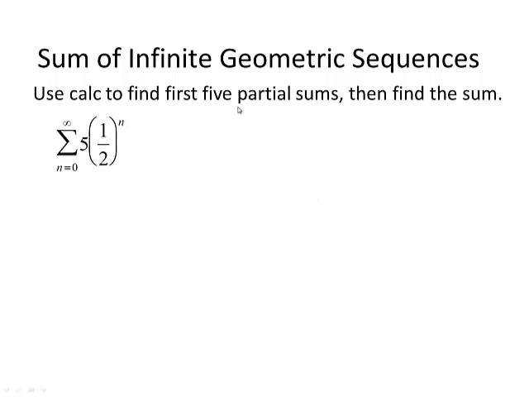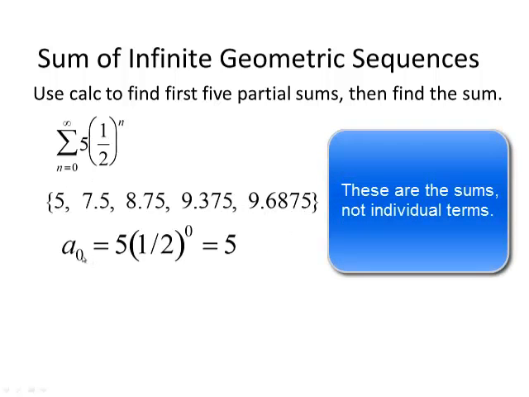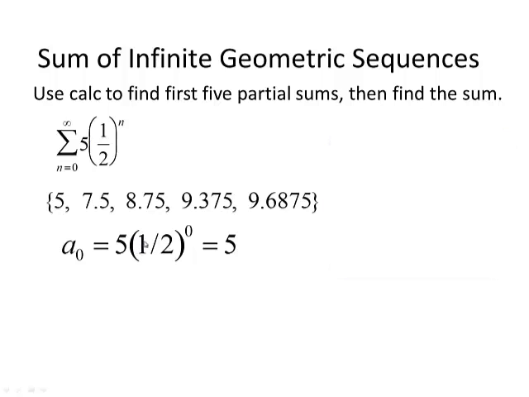Use your calculator, find the first 5 sums, and then find the sum. So we're not going to actually find the first 5 sums. We're just going to find the infinite sum. Notice that we're starting at 0 here. And this is what happens when we use our calculator. We get that. And so the first one is going to be 5, because 5 times 1/2 to the 0 power, anything to the 0 power is 1, that's 5. And R is 1/2. And since R is less than 1, we're okay.